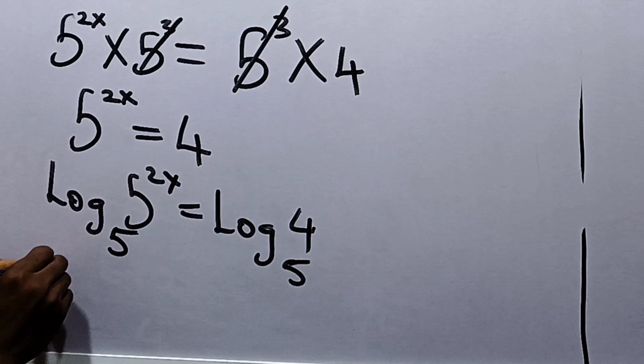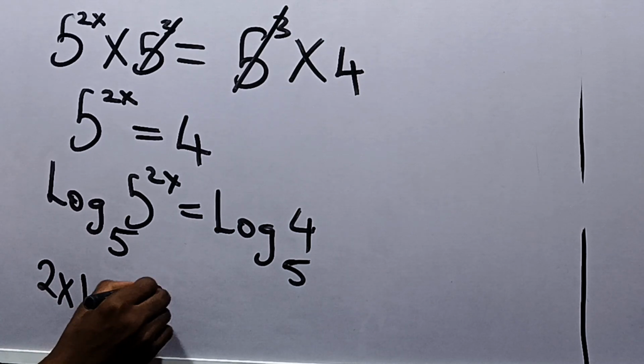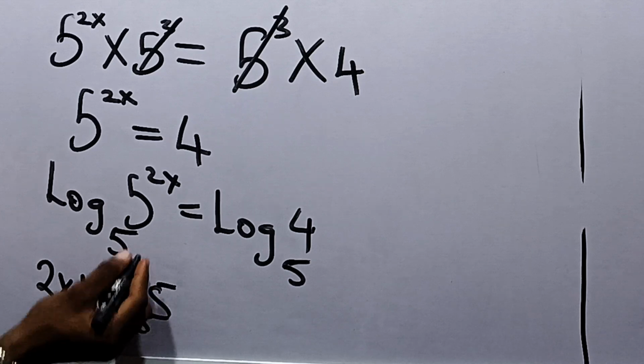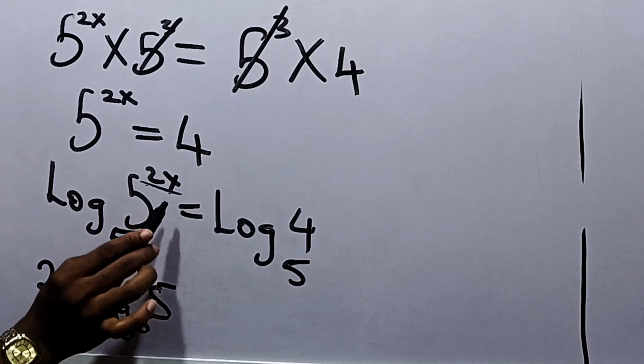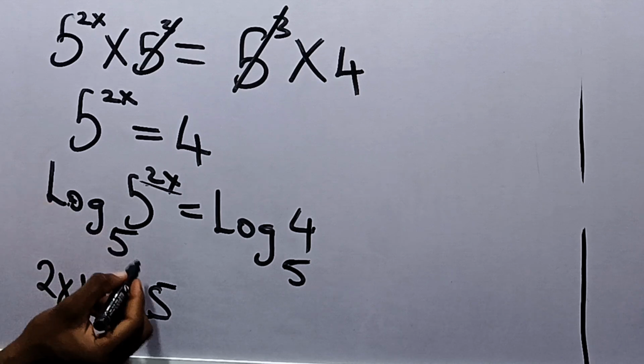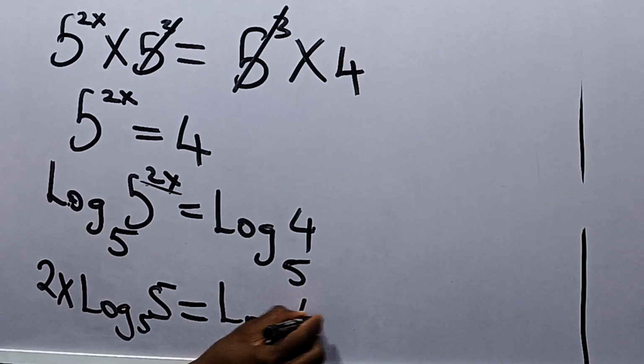From here we have 2x multiplied by the logarithm of 5 to base 5. This follows from the laws of logarithm. When you have a log of a number raised to a power, you multiply the log by that power. So we now have that this is equal to logarithm of 4 to base 5.